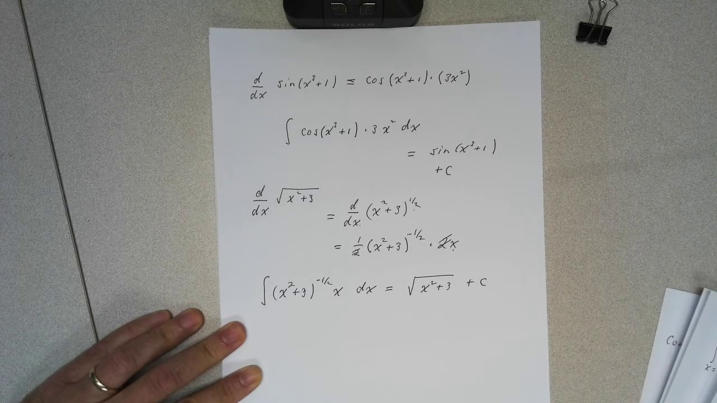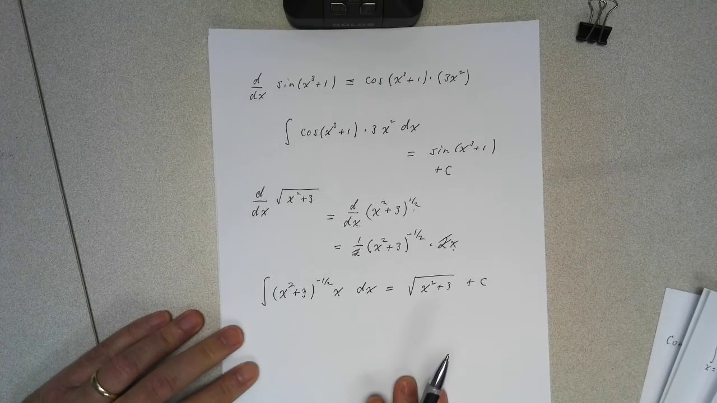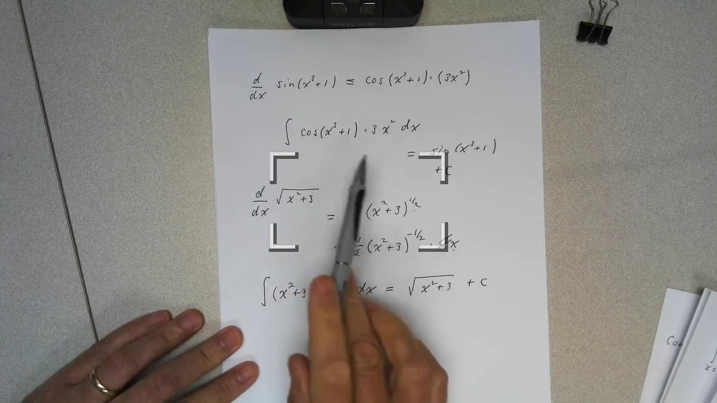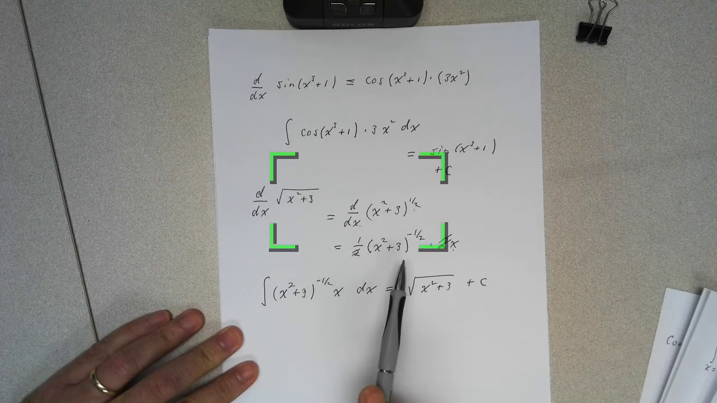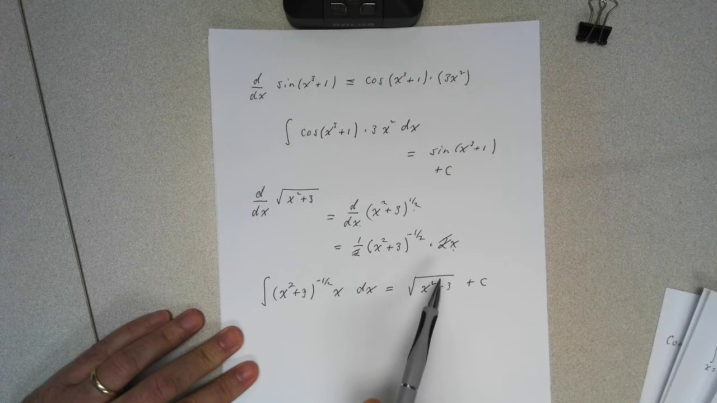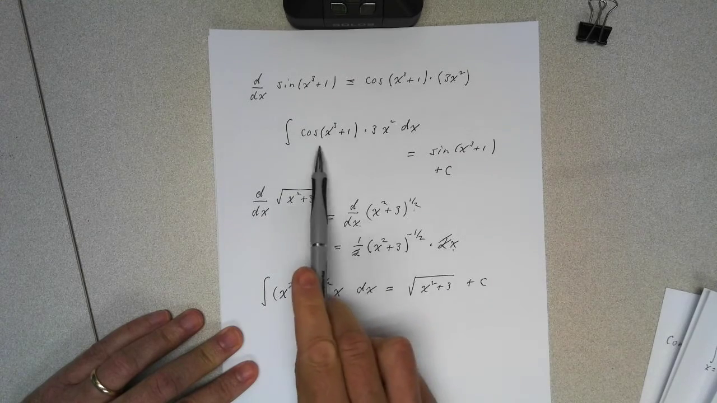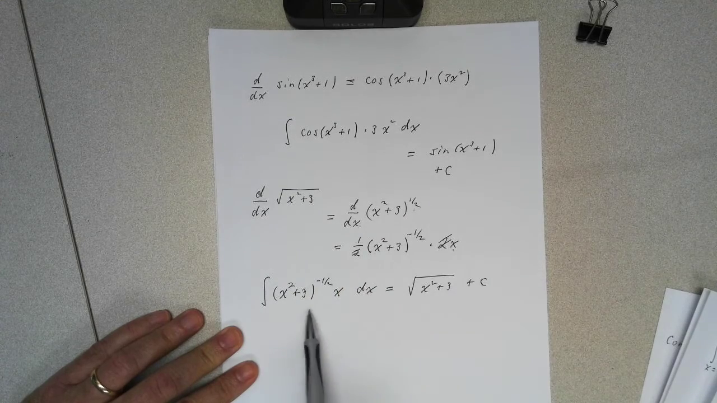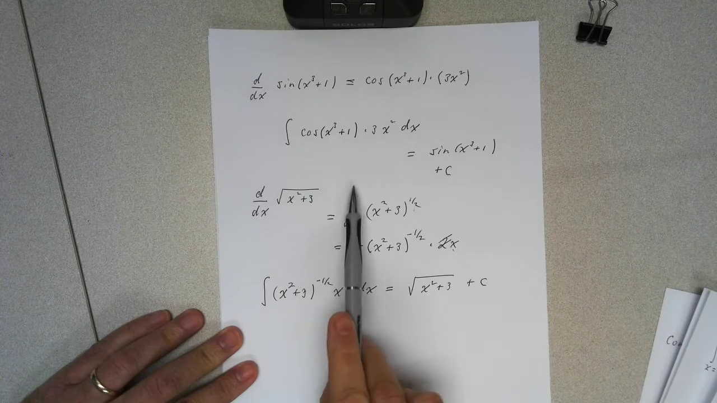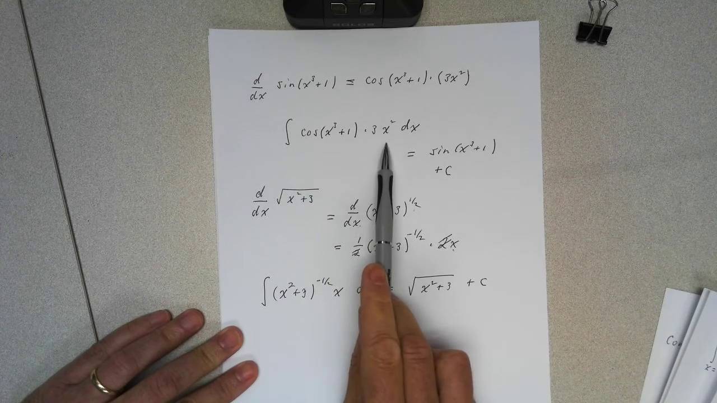Okay, now here's what I want you to recognize about each of these two examples. In each of these two examples, we were taking the derivative using the chain rule. So if we think about the chain rule in reverse, the antiderivative of that is this, and the antiderivative of that is this. Take a look at what's common with both of these integrals.